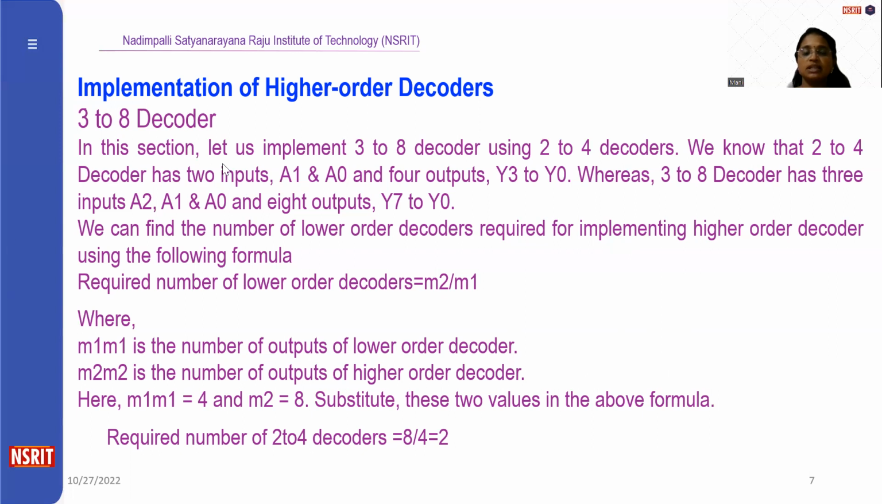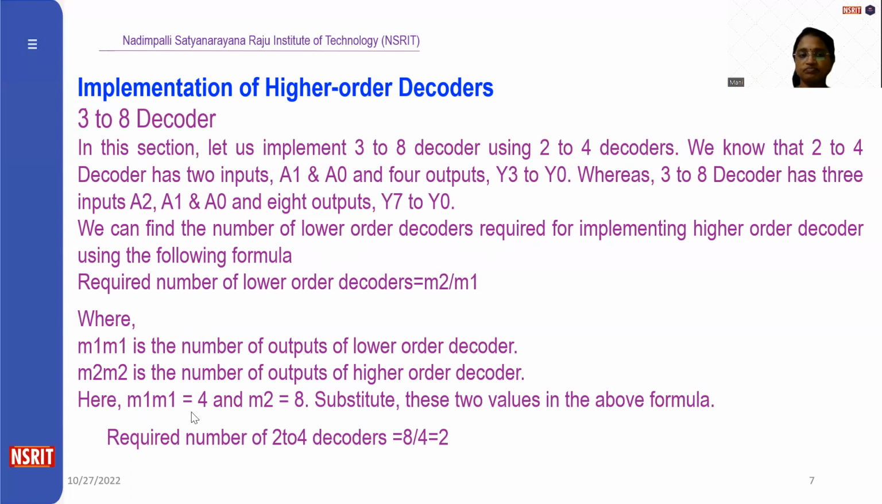In this section, let us implement a 3 to 8 decoder by using 2 to 4 decoders. We know that a 2 to 4 decoder has 2 inputs and 4 outputs, and a 3 to 8 decoder has 3 inputs and 8 outputs. We can find the number of lower order decoders required for implementing the higher order decoder using a formula. The required number of lower order decoders is M2 by M1.